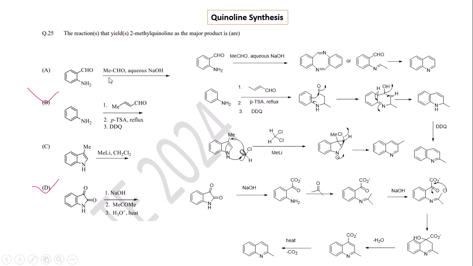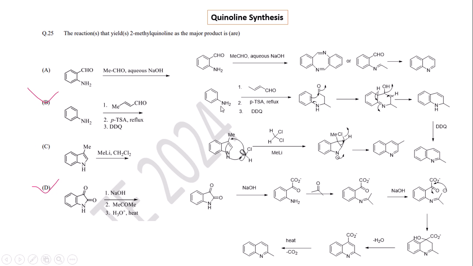If we see, in the case of 2-aminobenzaldehyde, it undergoes dimerization to produce a cyclic compound, or after imine formation it can also produce the quinoline derivative. This is the side product. In most cases the dimeric product is obtained.